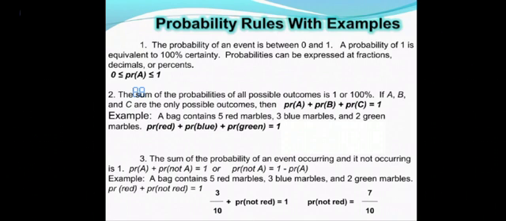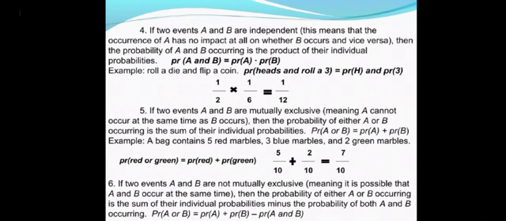The probability rules with examples. These are the basic concepts of the probability rules. The probability of an event is between 0 and 1; a probability of 1 is equal to 100% certainty. Probability can be expressed as a fraction, decimal, or percentage. So 0 is less than or equal to the probability of A, which is less than or equal to 1. This is for general probabilities, and here are some examples given below.